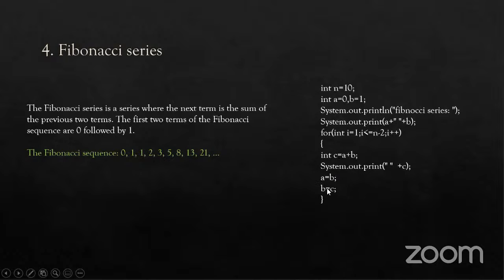So in a we'll get 1, and in b we'll get 2. The new values of a and b are 1 and 2. So here 1 and 2 will come, and the result of 1 plus 2, that is 3, will be stored into c, and c will be printed. Now again the values will be swapped. The loop will continue up to n minus 2, I less than or equal to n minus 2, that is I less than or equal to 8. Up to that the loop will continue.